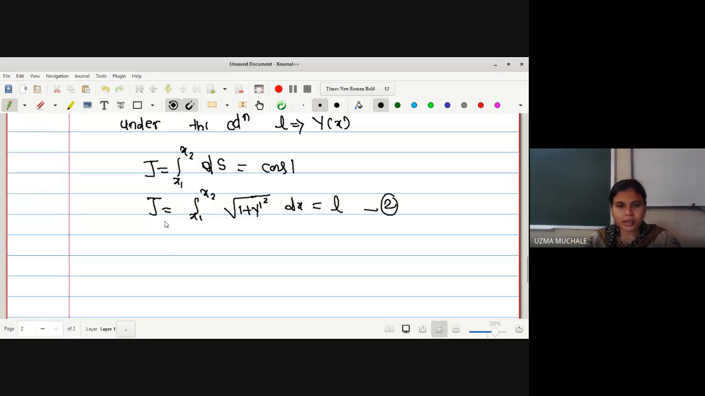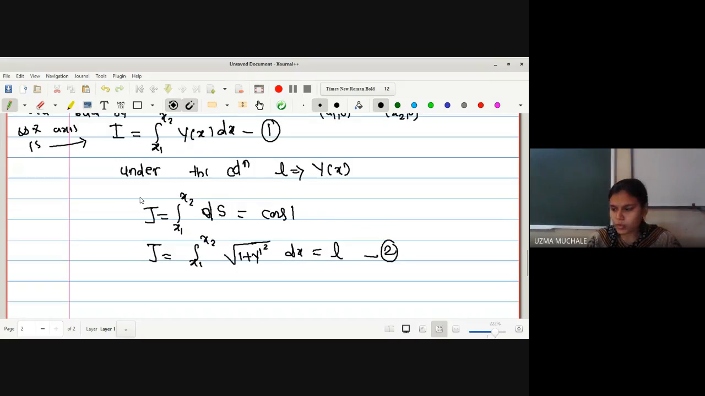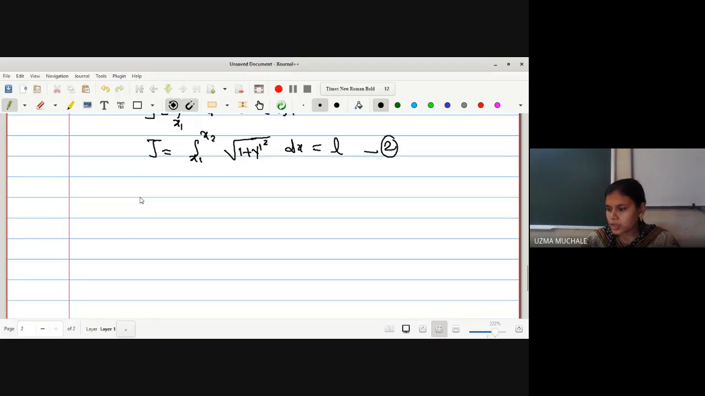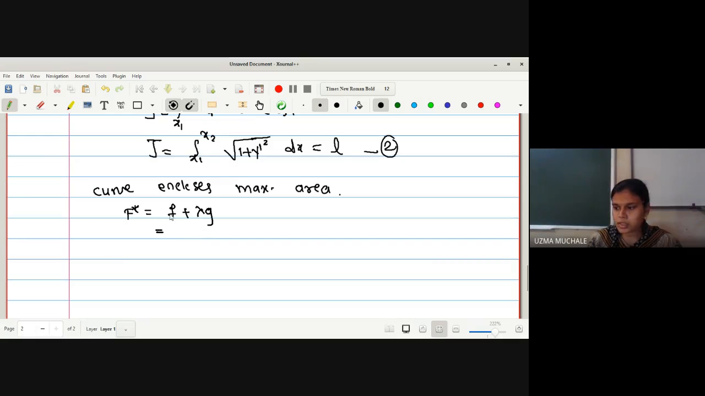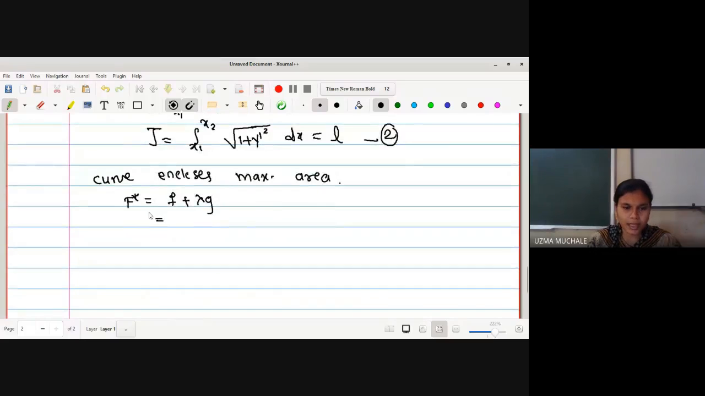So we have to find the area under the curve under these conditions. Our aim is to find the curve which includes the maximum area. For that we now construct our function, F star equals f plus lambda g. Our function f is the given function or curve y of x, and g is the square root of 1 plus y dash square.